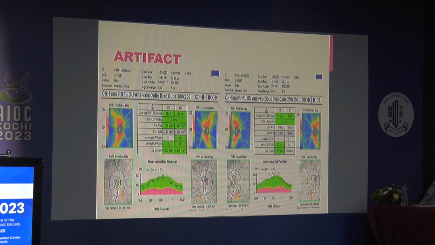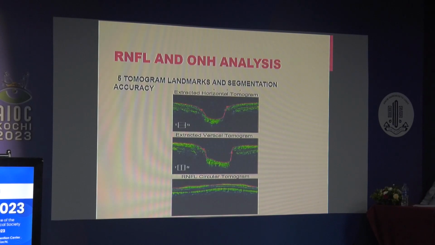Similarly, when I corrected it, the values are corrected. The 5th one is RNFL and optic nerve segmentation. So you can click on the computer and you can see the 360-degree segmentation is correct or not.